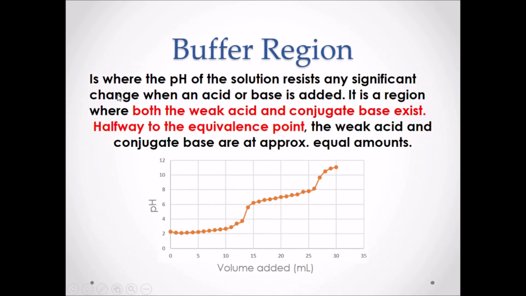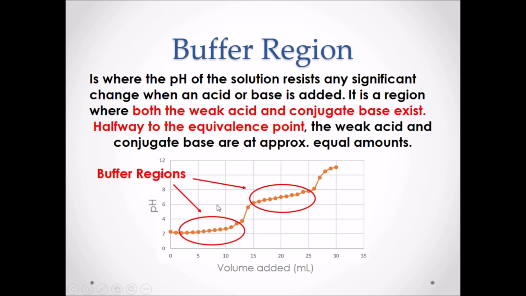Buffer region. This is where the pH of a solution resists any change when an acid or a base is added. It is a region where both the weak acid and its conjugate base exist. Halfway to the equivalence point, the weak acid and conjugate base are at approximately equal amounts. This would be a buffer region.